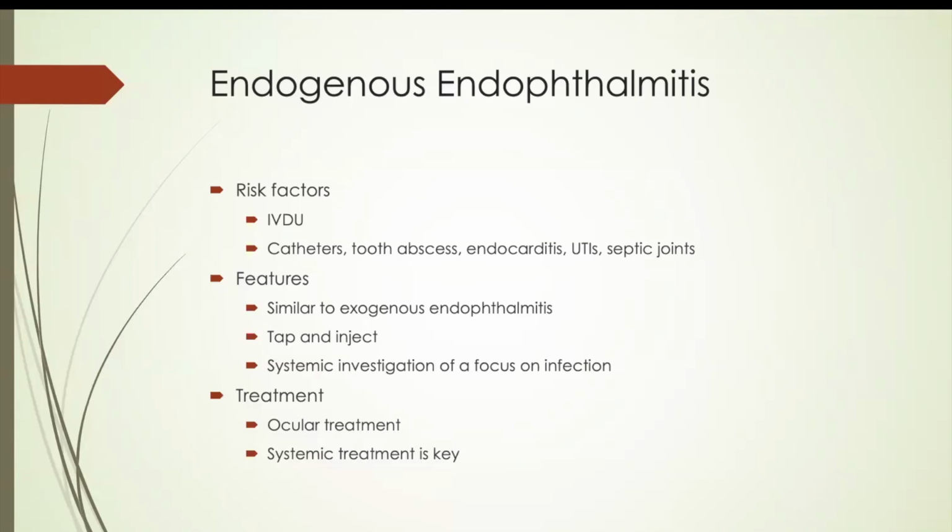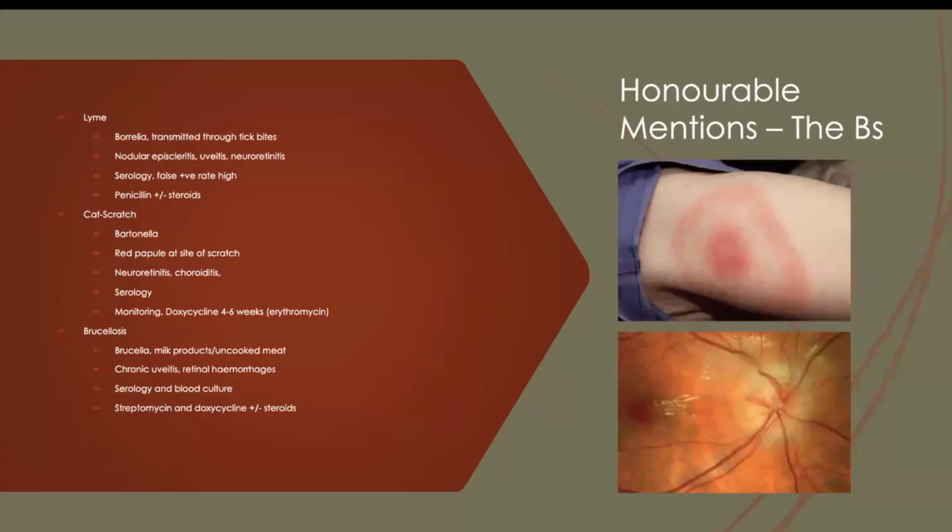So that should say, sorry, a focus of infection. So these are patients, you'll get an echo. They may have a urine dip, for example. You're looking for an infective focus point. And they're going to get the ocular treatment, but the systemic treatment is really key, because they may have the local treatment to the eye, but they need systemic treatment because this is coming from somewhere else in the body.